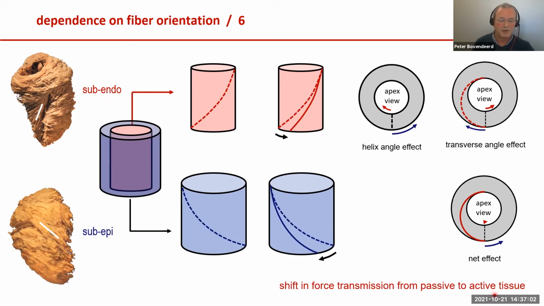In fact, this can be interpreted such that in this case, the shear force that the active fibers exert on the myocardial wall has to be counteracted by the passive tissue alone. But when we include this transmural component, then it's also the active tissue that assists in transmission of the shear force.